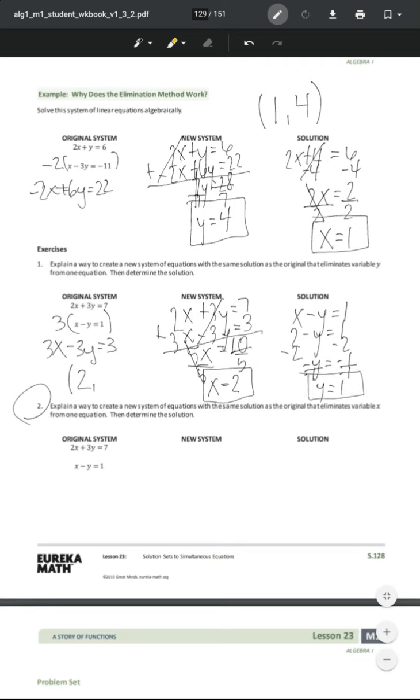So then that tells me my solution to exercise 1 is the point (2, 1). And again, thinking about it in a graphical sense, if we were to plot both lines, the point where they intersected would be (2, 1).